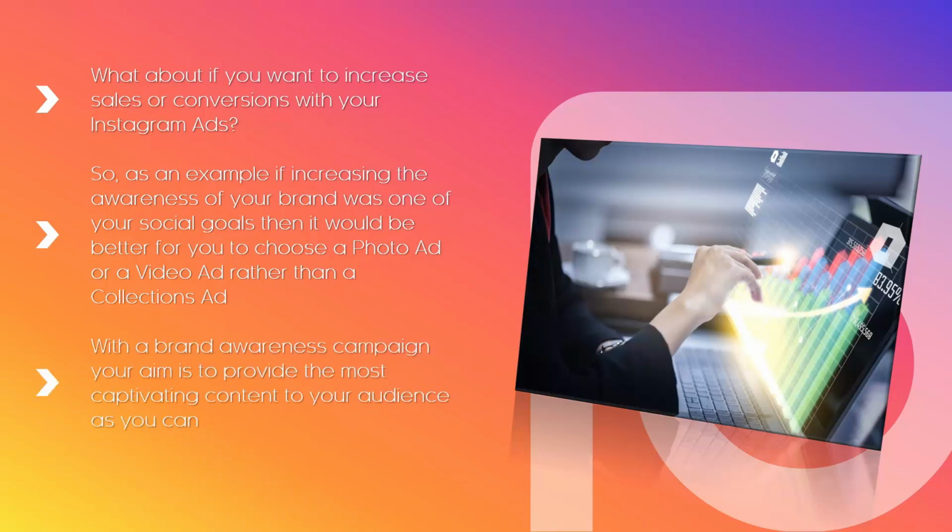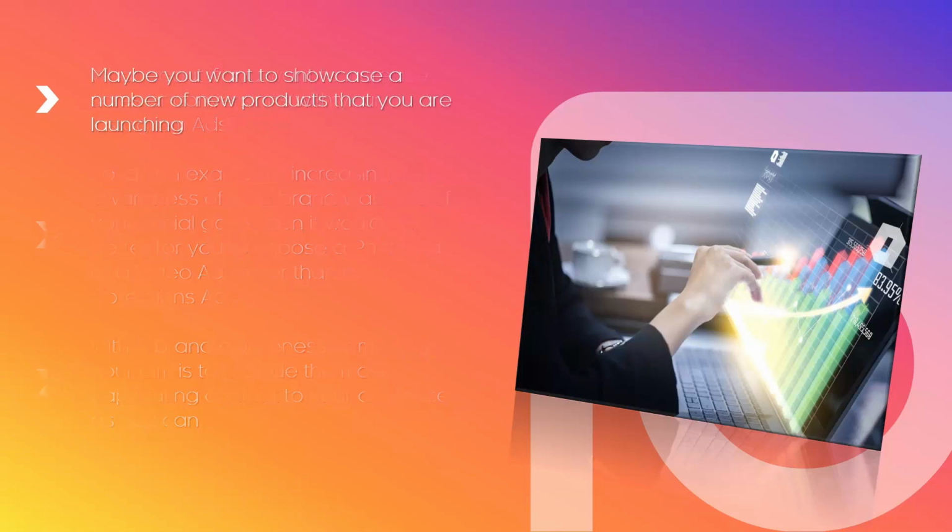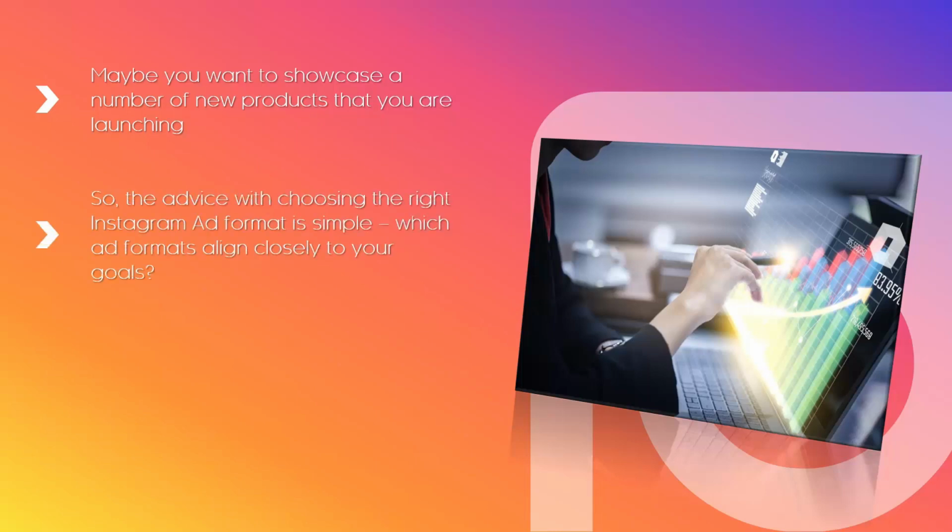With a brand awareness campaign, your aim is to provide the most captivating content to your audience as you can. If you have already established your brand and you just want to sell more products, then a collections ad would be a good choice as Instagram users can make a purchase directly. Maybe you want to showcase a number of new products that you are launching. In this case, it is best to go for a carousel ad so that you can present your products with different images and videos to your audience. So, the advice with choosing the right Instagram ad format is simple. Which ad formats align closely to your goals?